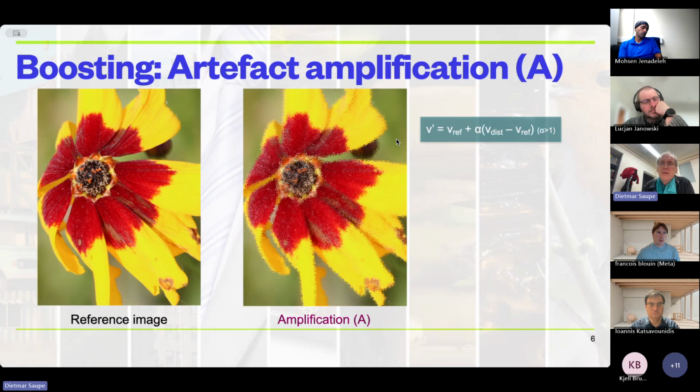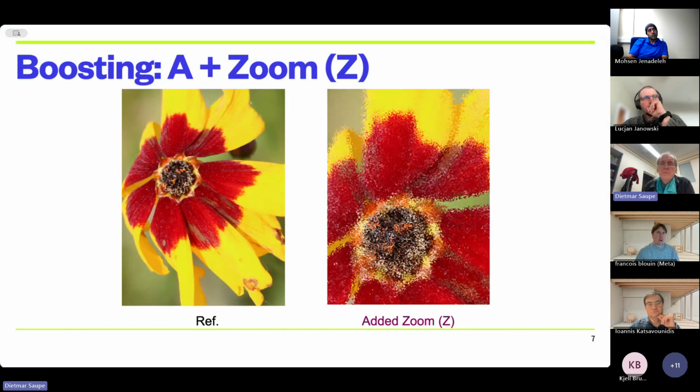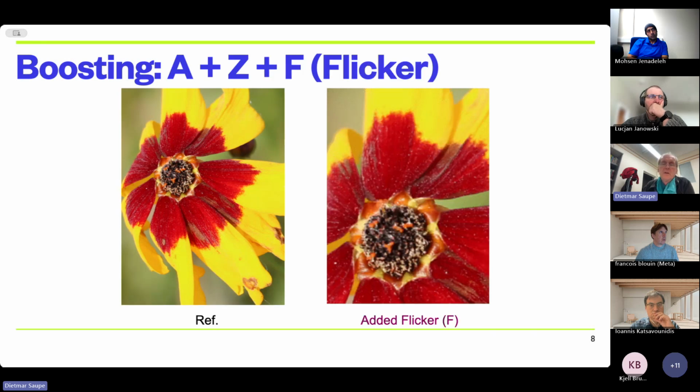We do this on a pixel level. We look at the reference image and the distorted image and take a pixel value, RGB in this case. The difference is multiplied by an amplification factor alpha greater than 1 and added to the reference. Then we have the amplified version that has stronger artifacts by a factor of 2 per color channel at each pixel. The next part is zoom. In addition, we can focus on the high saliency part, the most important part of the image, and zoom by a factor of 2, for example. That enlarges the artifacts spatially, and not just in the value of the distortion.